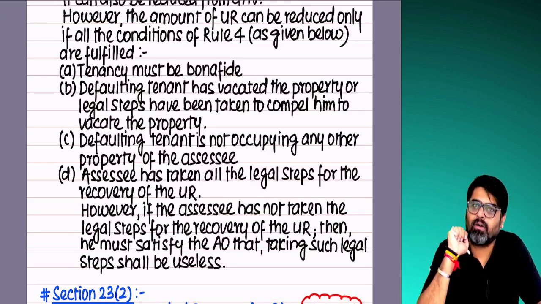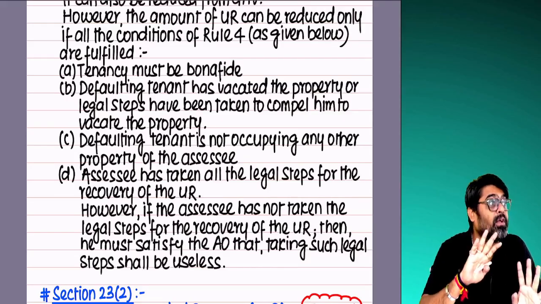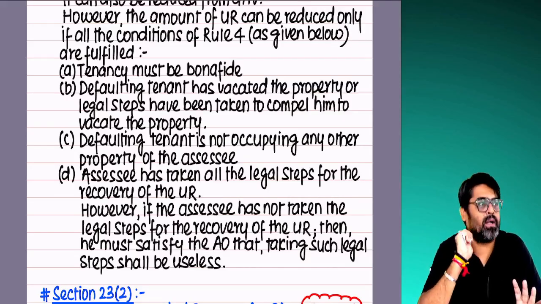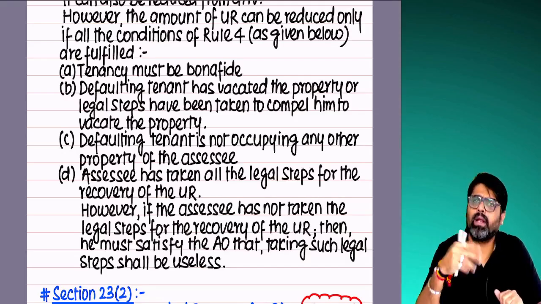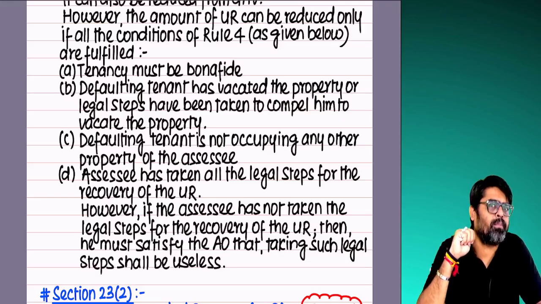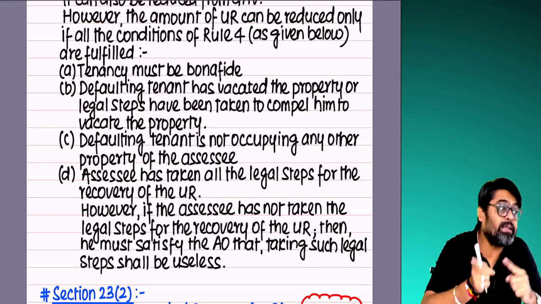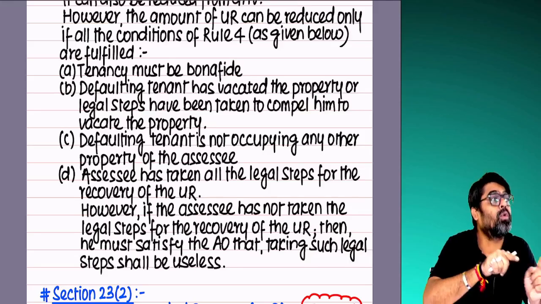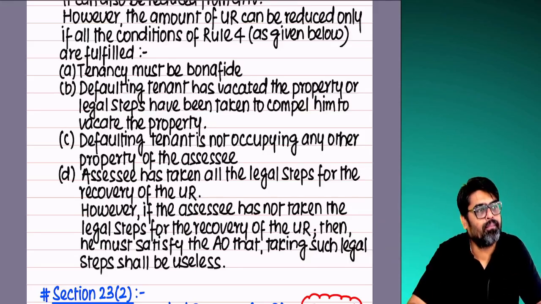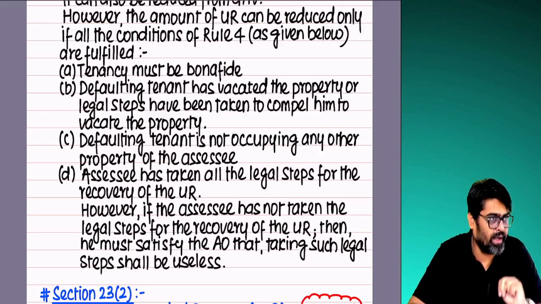So the government is saying that if it is a genuine bad debt, genuine unrealized rent, and you are actually not happy with it, then tell your defaulting tenant to vacate the property. And if he has not yet vacated, at least take the legal steps to compel him to vacate your property. That is your second condition.